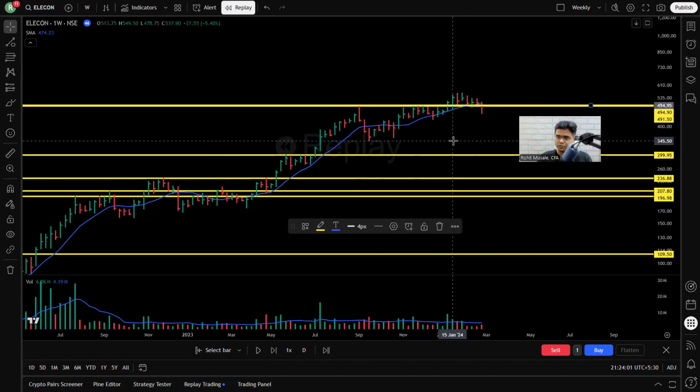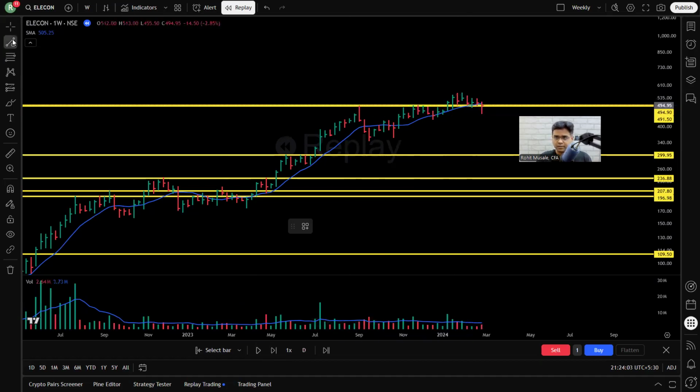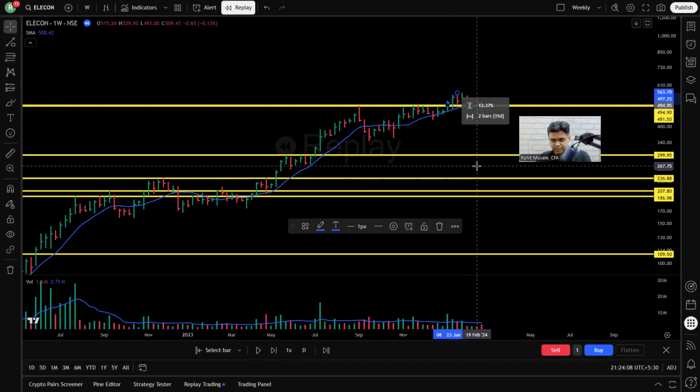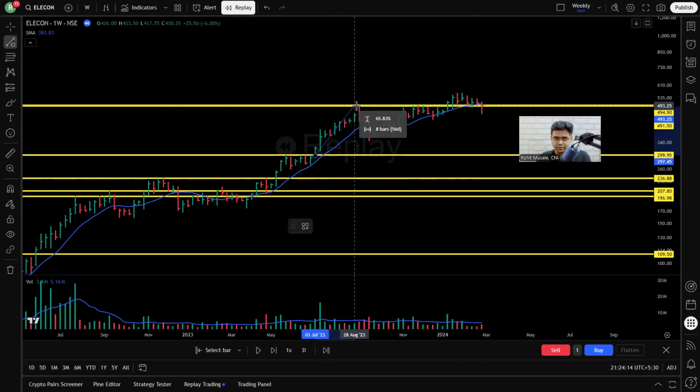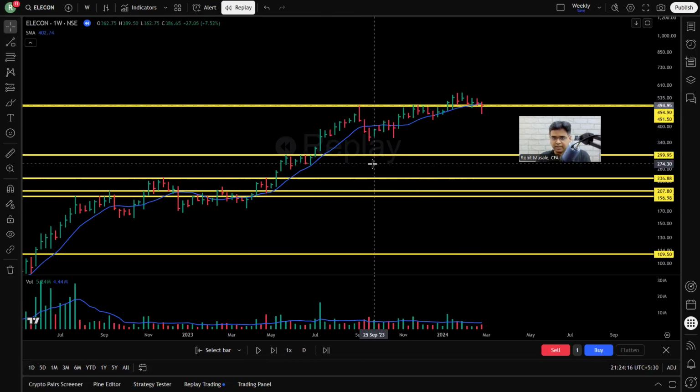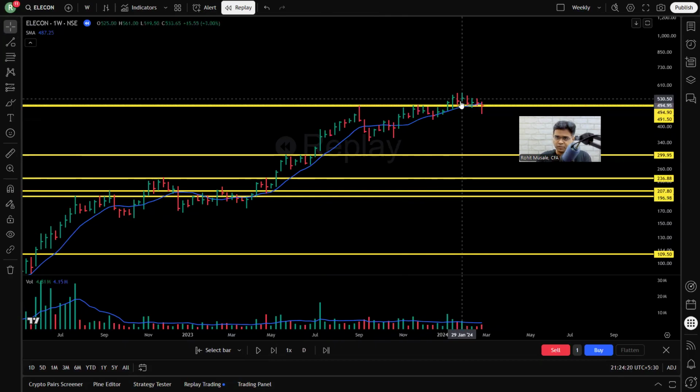No, base 4B is also not working. See, it has only gone up 15%. So which means this extended price action of 65% has created base 4A which failed. Then it created base 4B which failed.